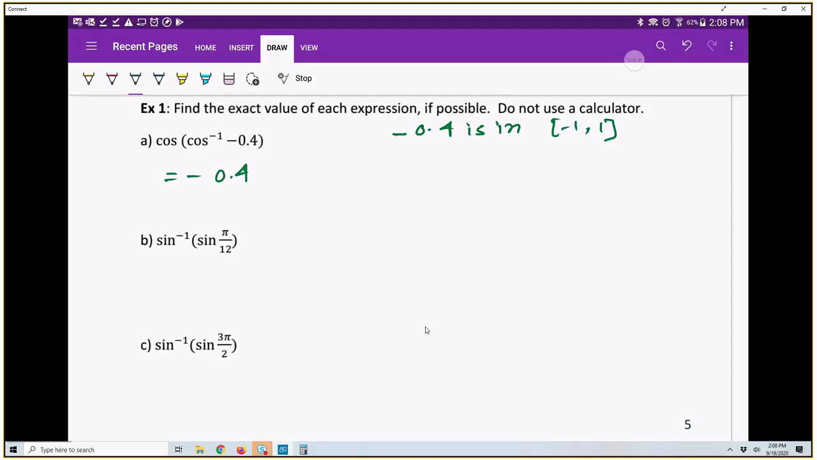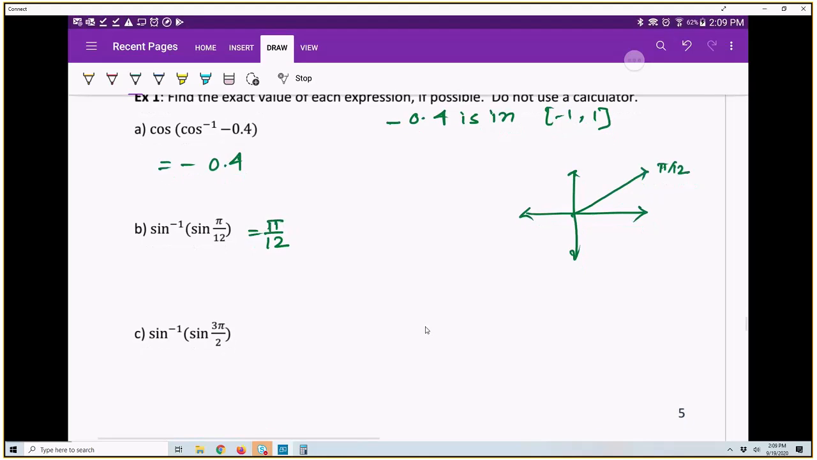Sine inverse of sine. So this is the time where we have to be careful. First, we need to understand, is pi over 12 in the first or fourth quadrant? If it is, then I'm lucky and I can just cancel the sine inverse and the sine. Well, fortunately, pi over 12 is in the first quadrant. So we're good. We just cancel and get my answer as pi over 12.